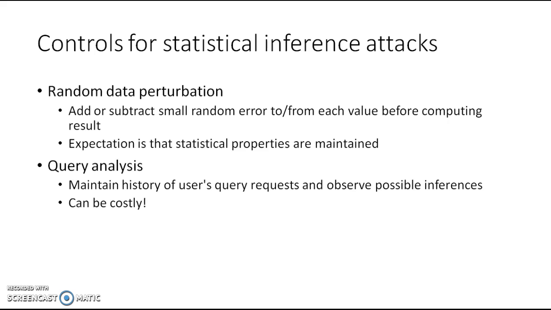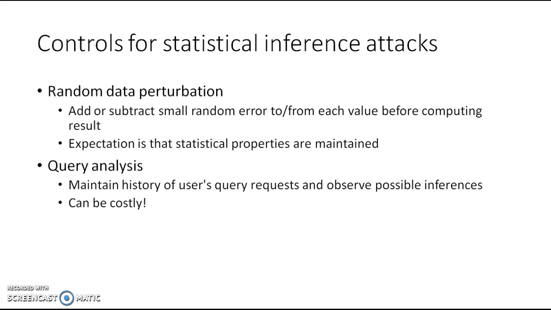Here we have query analysis, which means maintaining the history of user query requests and observing the possible inference. Okay, this can be costly. Why? Because we cannot easily maintain the query requests for various people; we have many users, many customers, many clients. So it becomes very difficult to keep the history of user queries and then check whether inference is possible or not. But in random data perturbation, we can add or subtract a small random number or error for each value before computing the result. So these are the different controls for statistical inference attack.